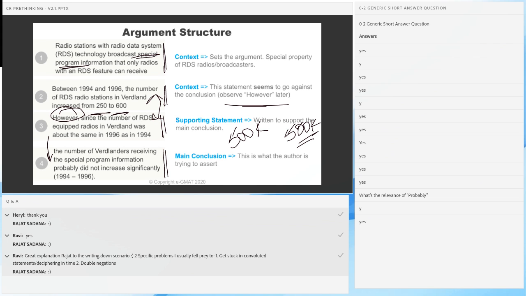Probably, the author is making a claim, a future claim. So he's really saying, hey, given all of this information, my guess is that essentially the number of people receiving special program information did not change a whole lot, given what's given to me. The argument would still remain the same, without probably in there.